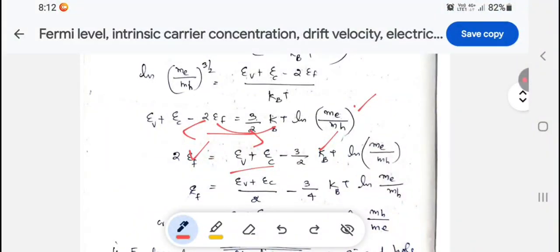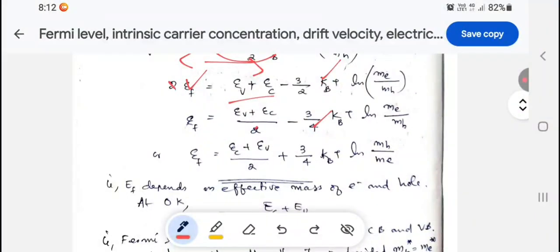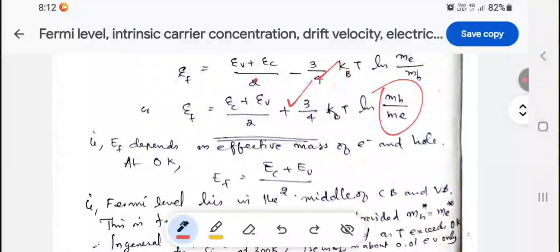Okay, then the Fermi energy EF is equal to EV plus EC by 2 minus 3 by 4 kBT log Me by MH, or EF is equal to epsilon C plus epsilon V divided by 2 plus 3 by 4 kBT, when this logarithmic term takes the reciprocal, log MH by Me, changing the sign. So this will be the Fermi level in terms of hole and electron effective mass.